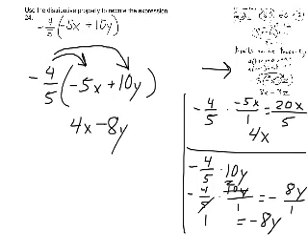It's a long answer to actually a rather easy problem once you see what we're doing here. You just take a piece at a time. It's not so hard. So we go negative 4/5 times negative 5x, plus the answer to negative 4/5 times positive 10y. The end.